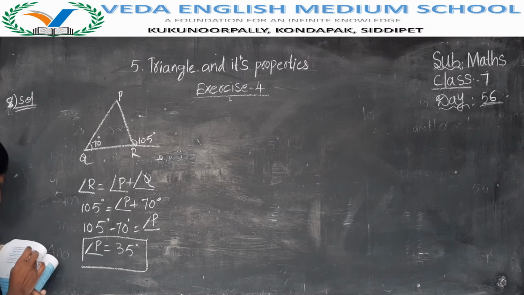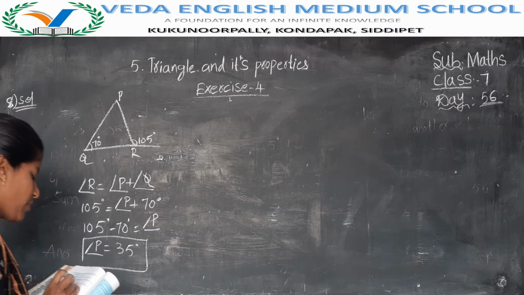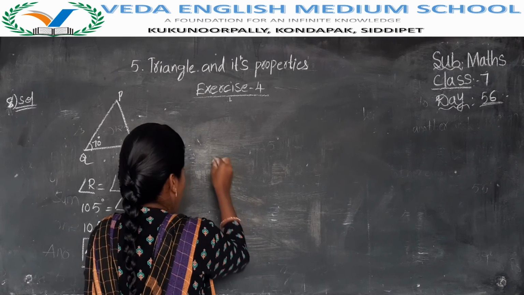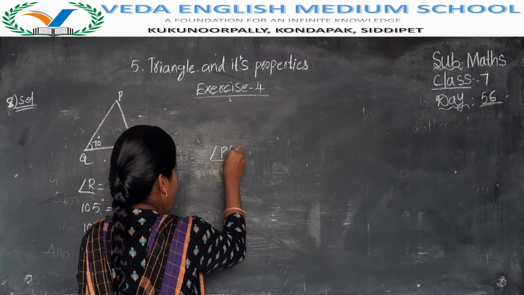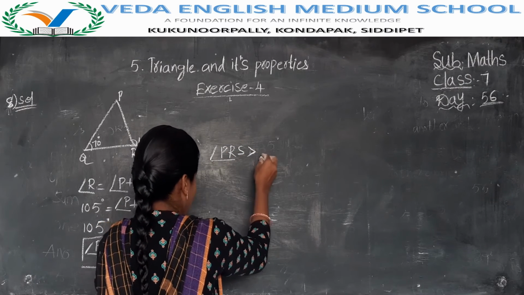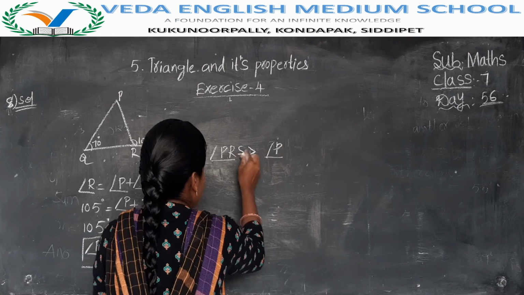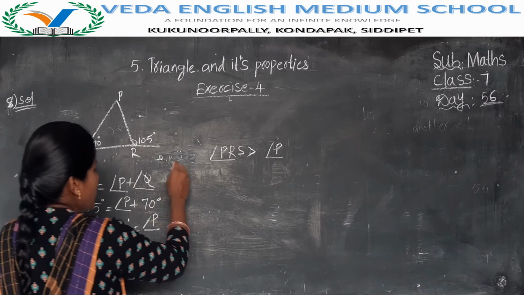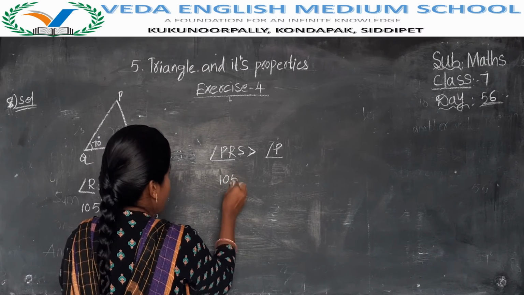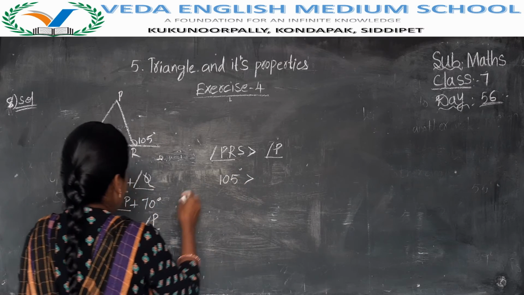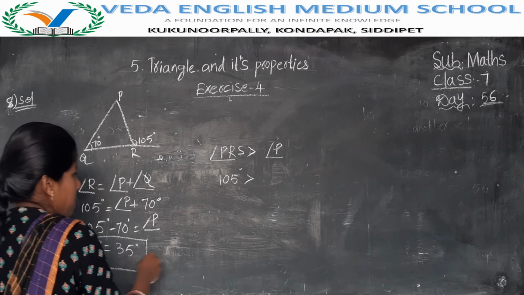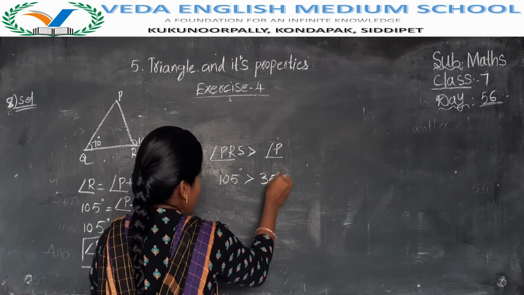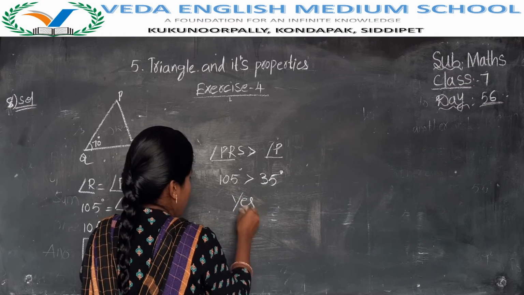Now we have found angle P. They were asking to find angle P. Next we have one more question: is angle PRS greater than angle P? Angle PRS means which angle we have to take here? Angle R we have to take. Angle R is 105 degrees. Since 105 degrees is greater than P, yes. So you have to say yes.